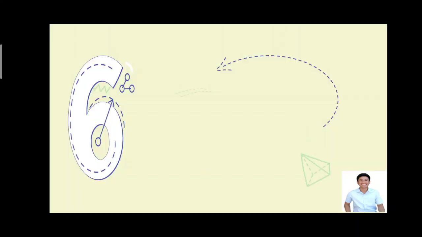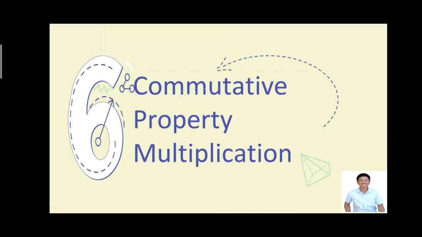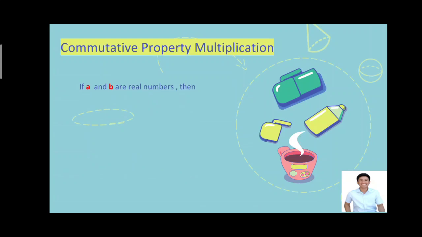Pang 6. Commutative property for multiplication. If A and B are real numbers, then A multiplied by B is equal lang siya sa may B multiplied by A. So, nagkapalit lang ng order. So, ito ang ating example. 3 multiplied by 4 is equal lang siya sa may 4 multiplied by 3. Nagkapalit ang order na 3, 4, 4, 3. So, 3 times 4 is equal to 12 and 4 times 3 is equal to 12.